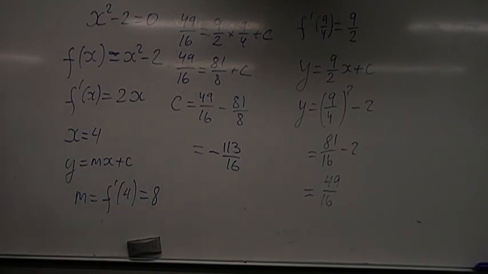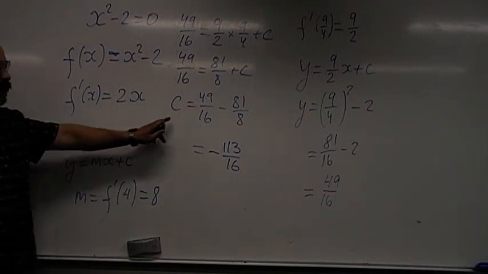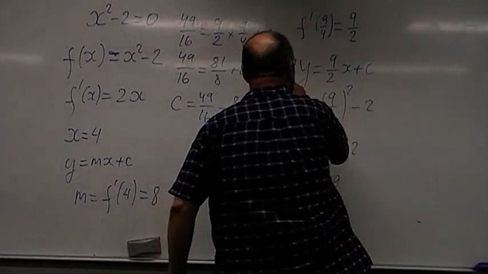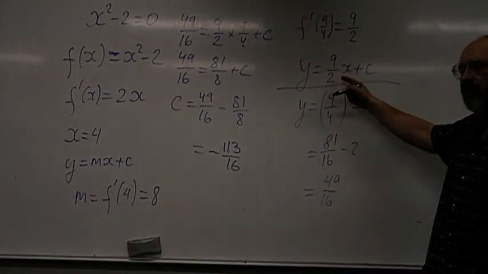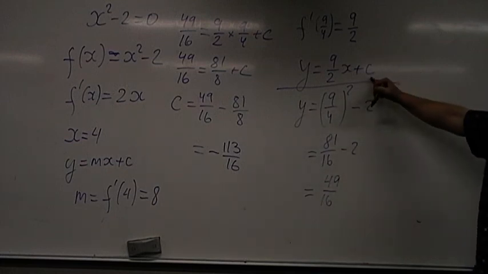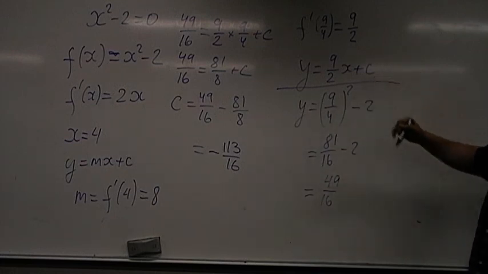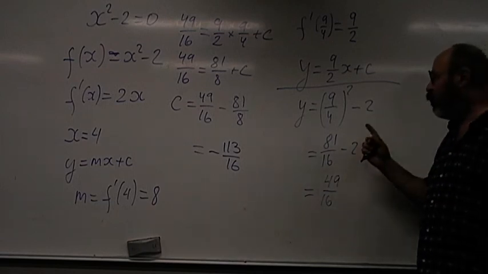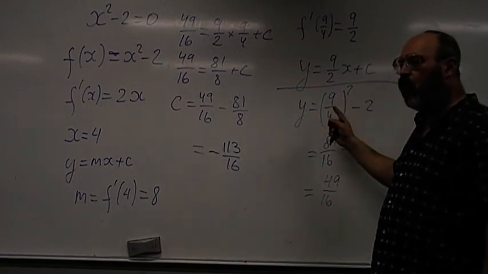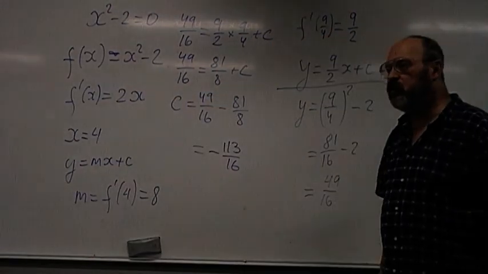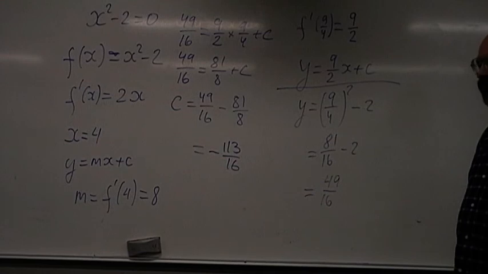Wait, so why are you substituting? I'm finding the c. I'm substituting in the equation of the tangent line to find the intercept c. We found that when x equals 9 over 4, the original function equals 49 on 16. That's how you can fix it.